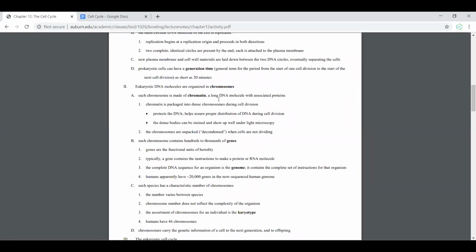And so what this does is it protects the DNA, and it also makes sure that DNA is properly distributed during cell division, because if you unevenly distribute the DNA, some cells may be lacking genes, and this can lead to many disorders. So these chromosomes can actually be stained and show up well under light microscopes. And this is really useful for karyotypes. Karyotypes are kind of the mapping of chromosomes in the human body.